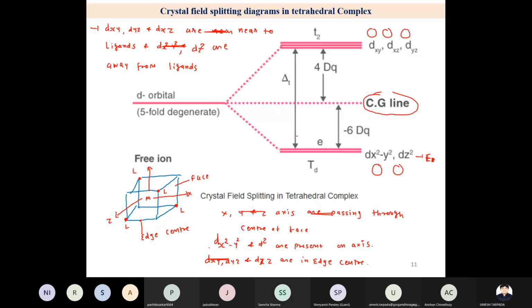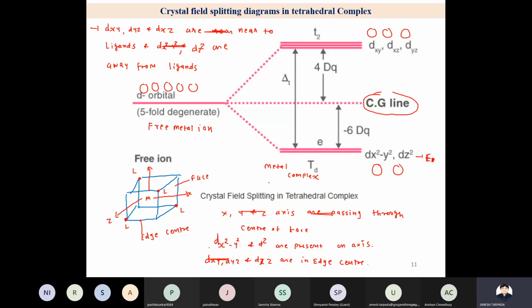Now, so in free metal ions, all these d orbitals are degenerate, but when it comes in contact with ligand, you can see here 5 d orbitals with same energy. This is the case of free metal ion, but when it comes in contact with ligand, in a spherical field in metal complexes, this degenerate orbital gets split into two sets, T2 and E set.